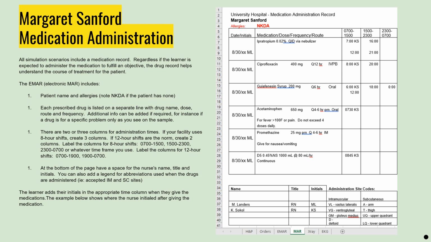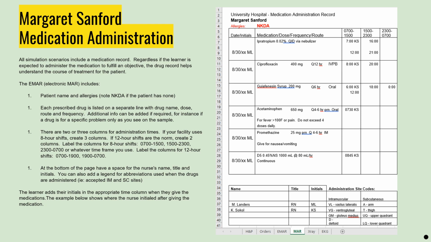There are 2 or 3 columns for administration times. If your facility uses 8-hour shifts, create 3 columns. If 12-hour shifts are the norm, create 2 columns. Label the columns for 8-hour shifts: 0700 to 1500, 1500 to 2300, 2300 to 0700, or whatever time frame you use. Label the columns for 12-hour shifts: 0700 to 1900 and 1900 to 0700.